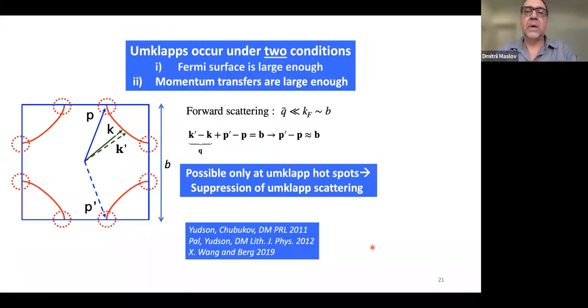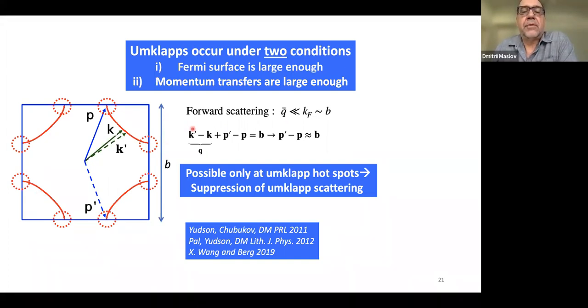Okay, so that was one condition, which was kind of obvious, that we need to have a large enough Fermi surface. Another one, which is not that obvious, is that the momentum transfer is large enough. Why? Well, suppose that we have a case of forward scattering, when typical momentum transfers are much smaller than kF, which by itself is on the size of B, and we have a comfortably large Fermi surface, let's say the cuprate type, which is sketched here.